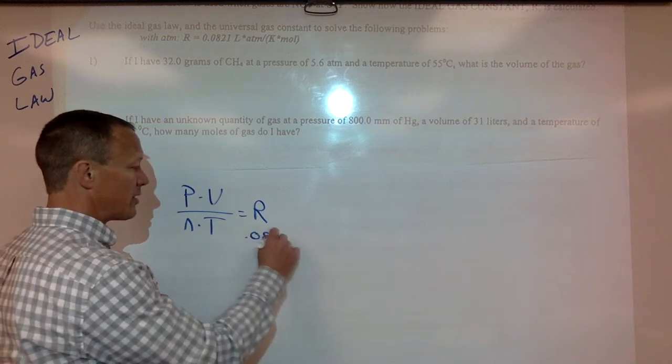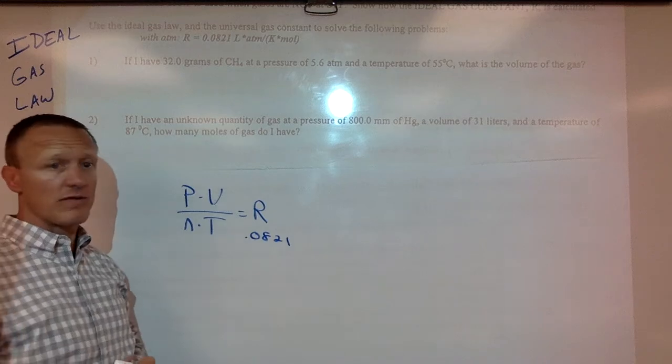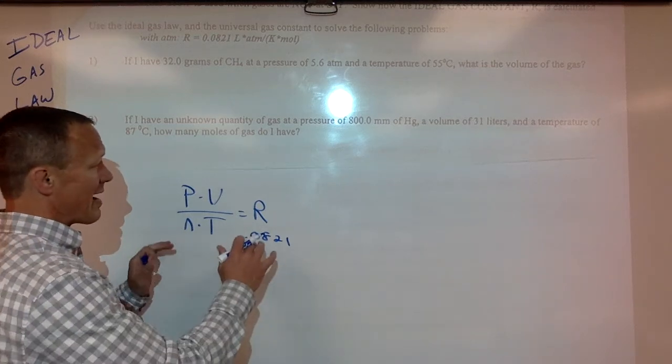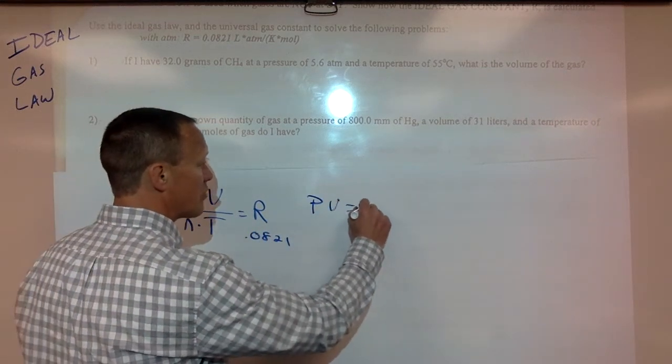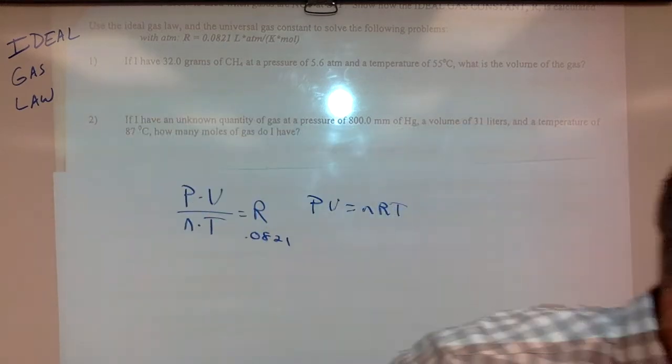R is 0.0821. Okay, this number right here. So that's been shown to you, I believe, in class. Usually we write this as PV equals nRT. Just a little bit easier to solve when it's written in that manner.